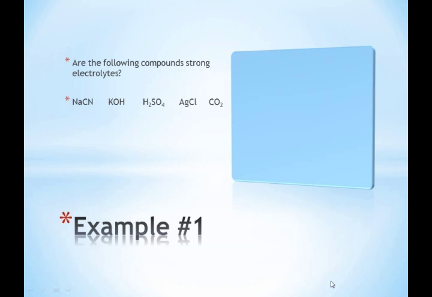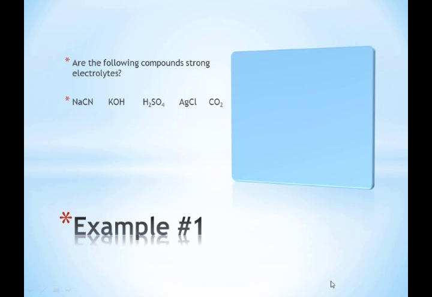Let's take a look at the type of question that you might have to answer. Are the following compounds strong electrolytes? Well, we know from our past slide that strong electrolytes are going to be strong acids, strong bases, or soluble ionic compounds, which means that we should have access to our solubility table of ionic compounds. That was available when we discussed solubility. You can reference it again here as we get started.